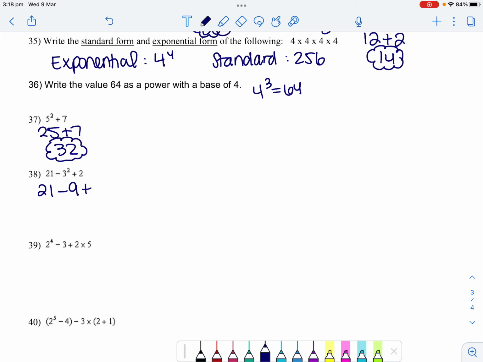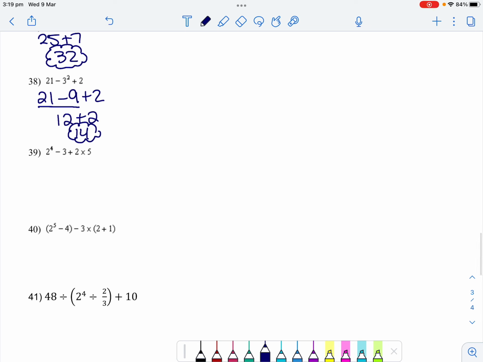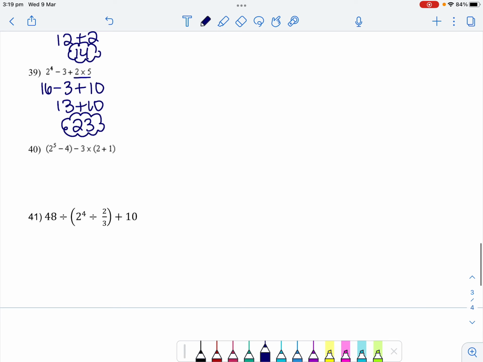21 minus 9 plus 2. 21 minus 9 is 12, plus 2 is 14. 2 to the 4th power is 16, minus 3 plus 2 times 5 is 10. 13 plus 10 is 23. 2 to the 5th power is 32, minus 4, minus 3 times 3. So 28 minus 9 is 19.